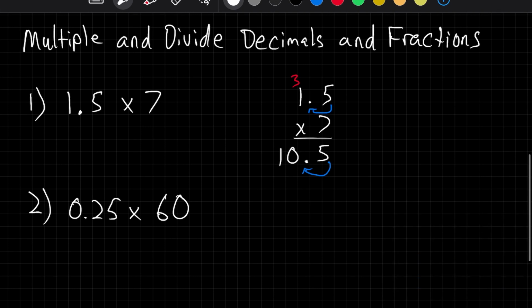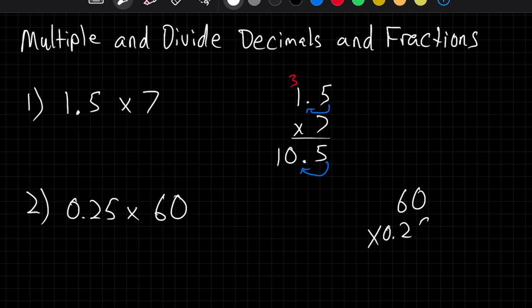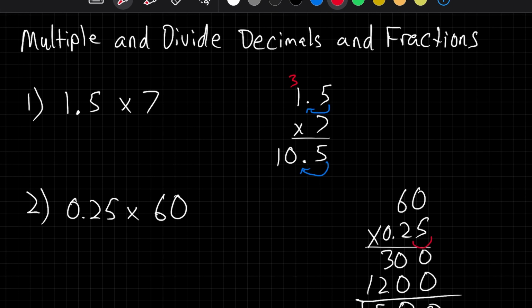Okay, so let's do this. Let's do 60 times 0.25. We'll stack it here. All right, 5 times 0 is 0. 5 times 6 is 30. All right, now we have a 0 here. 2 times 0 is 0. 2 times 6 is 12. All right, 0, 0, 5, 1.